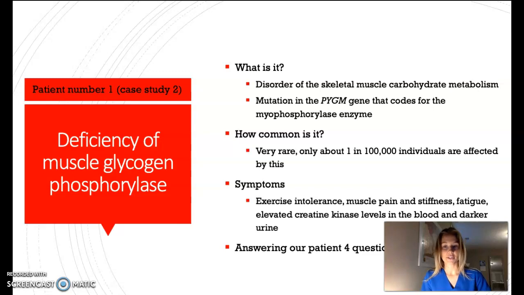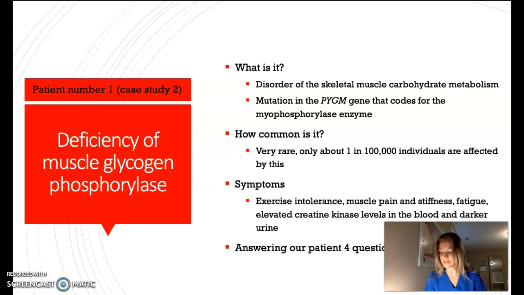So for Case Study 2, we have our 16-year-old patient who was recently diagnosed with a deficiency of muscle glycogen phosphorylase, most likely glycogen storage disease type 5, also known as GSD5 or McArdle's disease. GSD5 is the most common disorder of skeletal muscle carbohydrate metabolism and affects 1 in 100,000 individuals.